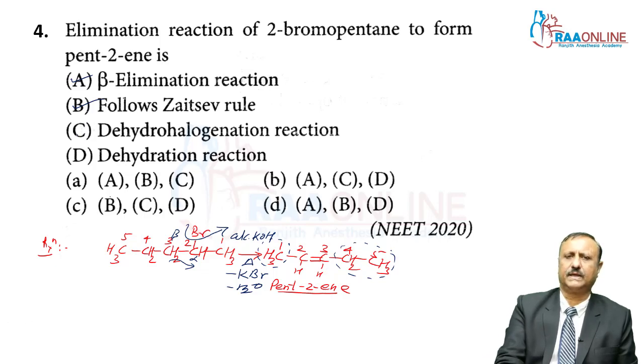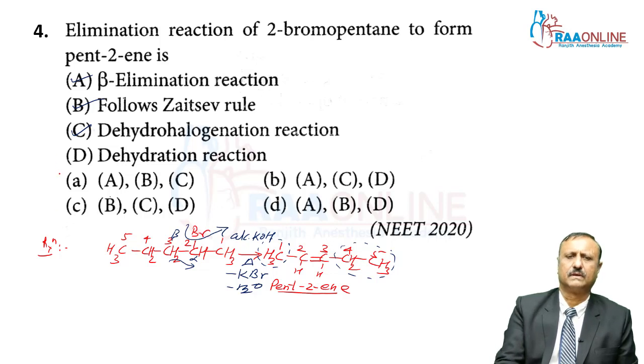Now, my dear students, it is a dehydrohalogenation reaction. Yes, because removal of hydrogen and removal of halogen take place. That's why, my dear friends, it is called a dehydrohalogenation reaction. In this way, A, B, C are the correct answers, and that's why option A, B, C is correct here.